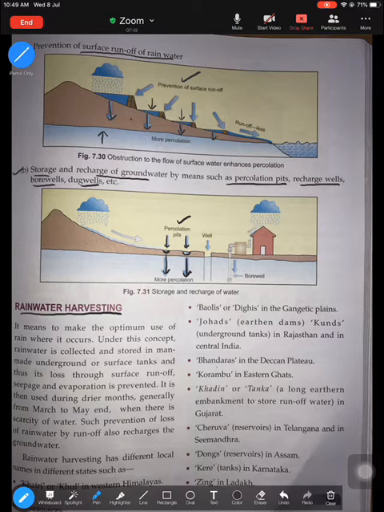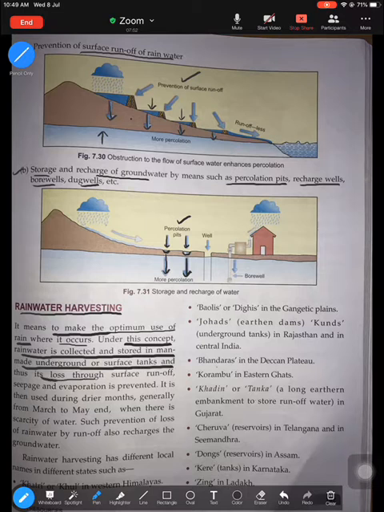So those are different reasons why rainwater harvesting has to be taken seriously. What is rainwater harvesting? Please underline. It means to make the optimum use of rain when it occurs. Under this concept, rainwater is collected and stored in a man-made underground or surface tank, and thus its loss to surface runoff, seepage, and evaporation is prevented. Basically, rainwater harvesting means catching the rainwater when it falls, so that the underground water table is not depleted, and even the runoff and evaporation are prevented.